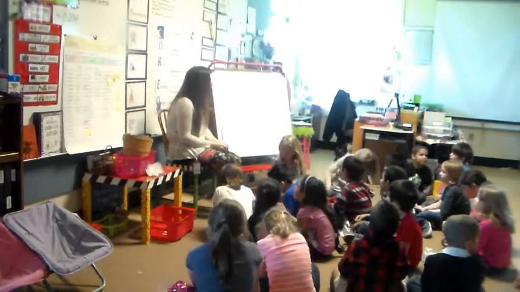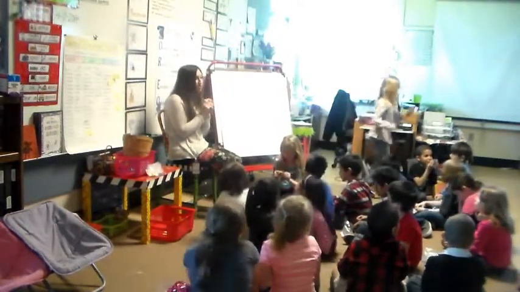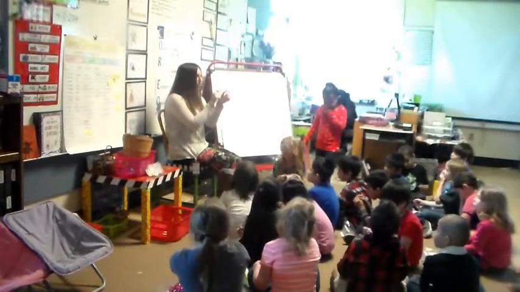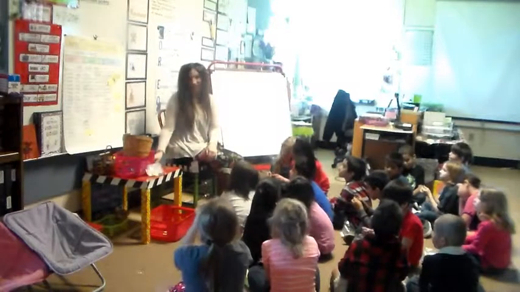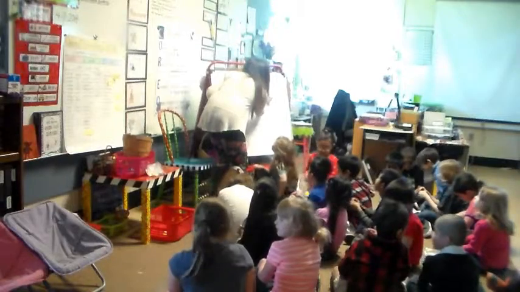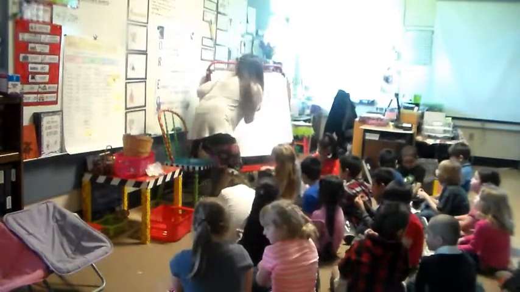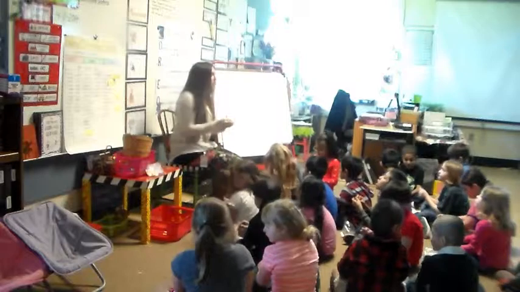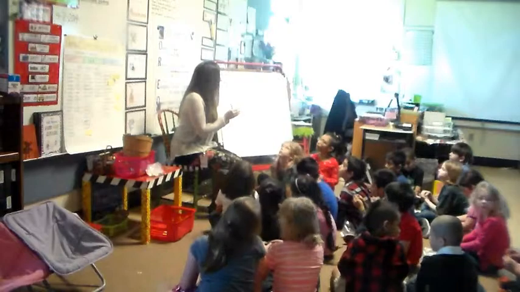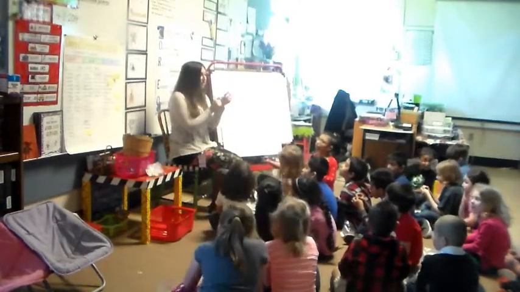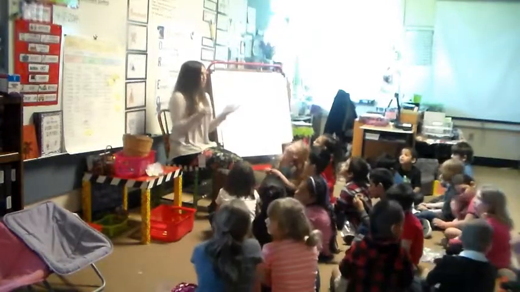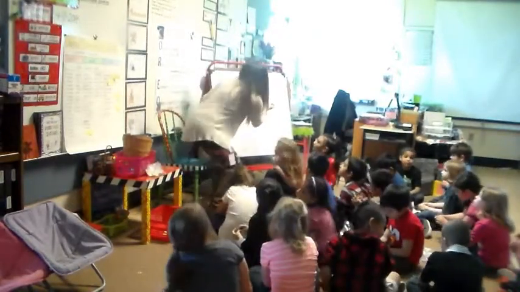Okay, so let's count the sides on our triangle. So let's start with this one. So we'll go 1, 2, 3. 3 sides. Okay, let's look at the corners. So let's count together. 1, 2, 3. 3 corners also? Huh. Interesting.